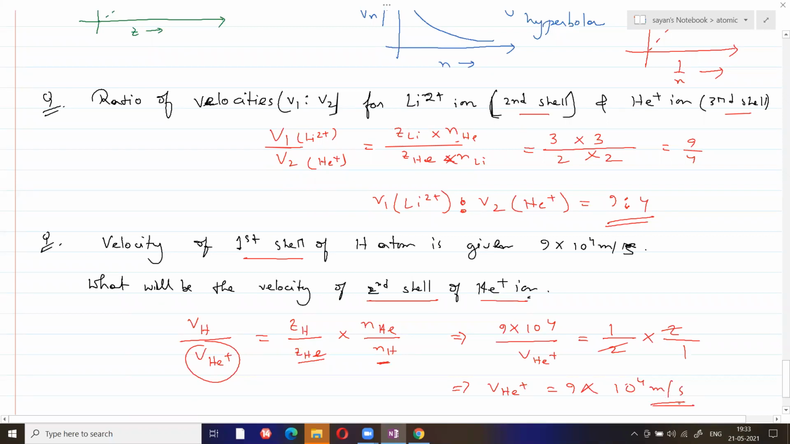Any doubt regarding this part? Up to that part, any doubt? Radius and velocity part. Next day I will go through the frequency and energy part. Okay? Energy part, it will take time.